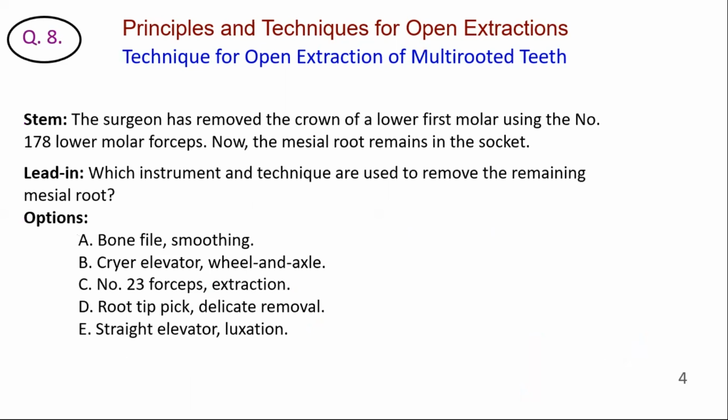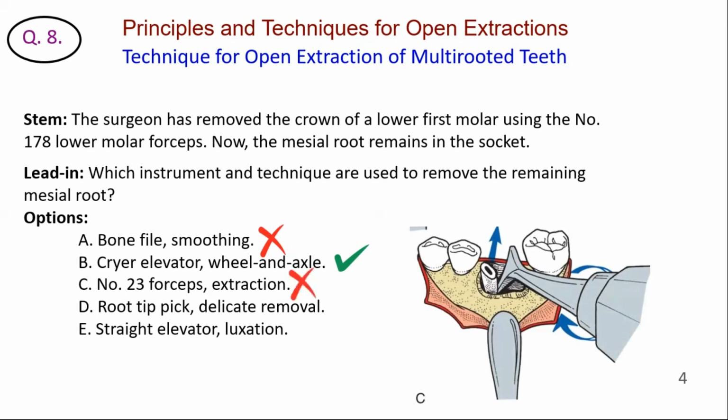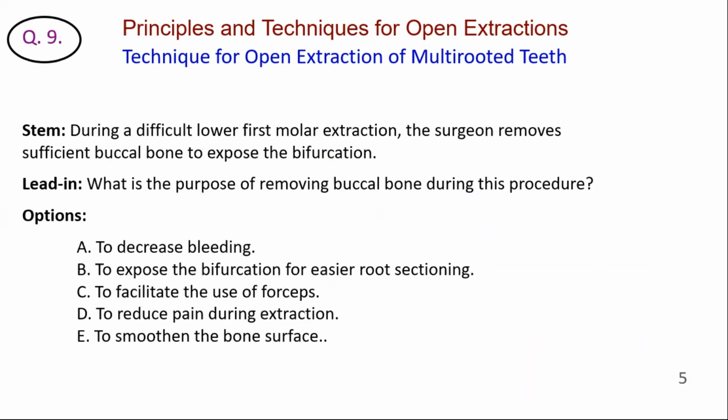Which instrument and technique are used to remove the remaining mesial root? This MCQ is more or less similar to the previous MCQ, so you can easily solve. Not applicable for root removal; used for elevating the remaining mesial root. Correct answer. Incorrect instrument for this stage. Not applicable for larger root sections. Not specifically used for this technique. So the correct answer is B. The Cryer elevator is inserted into the empty socket of the mesial root and turned in a wheel and axle fashion as described in the previous slide.